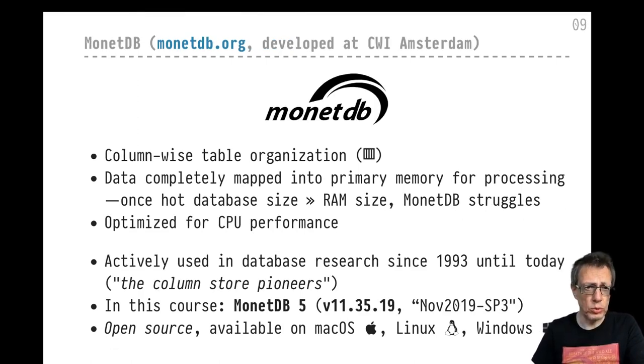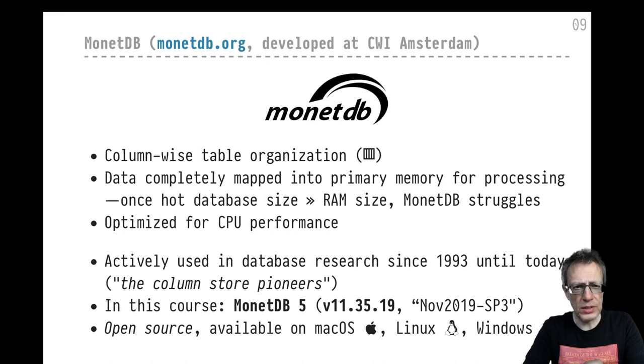MonetDB, as I told you, organizes data in columns, and this has far-reaching consequences on the internals of MonetDB that are super interesting. It also optimizes the internals of the system for modern CPUs, and we will see how MonetDB takes advantage of the column-wise organization of data to really make best use of the features of contemporary CPUs in your systems.